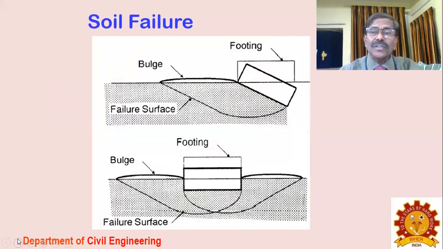The surface of the failure is called the failure surface. And that can happen on one side or it can happen on both sides of the footing. But failure can happen when a soil movement occurs.